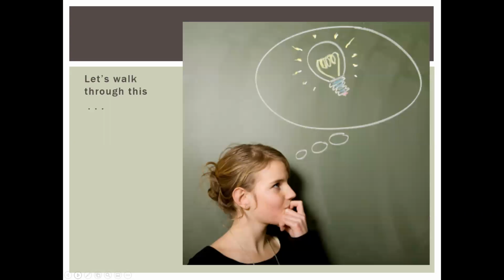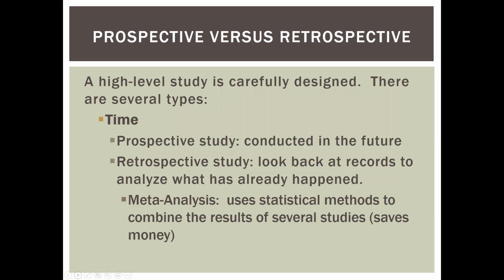So the anatomy of a study. Let's walk through this. One of the descriptions of the paper, it's going to say a prospective study was done, or it's going to say a retrospective study was done. And it has to do with prospective being, it's going to happen in the future. So you're planning this study and it's going to happen. Retrospective is you're looking back at records to analyze what has already happened.